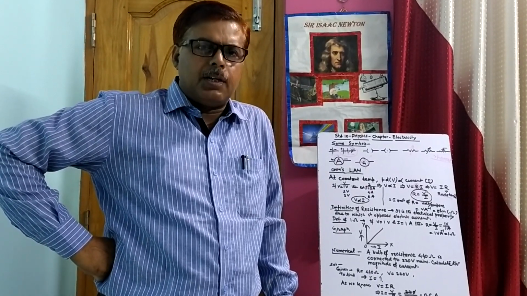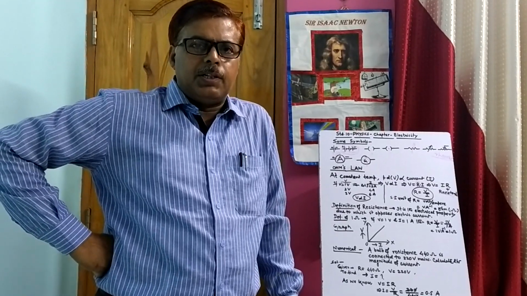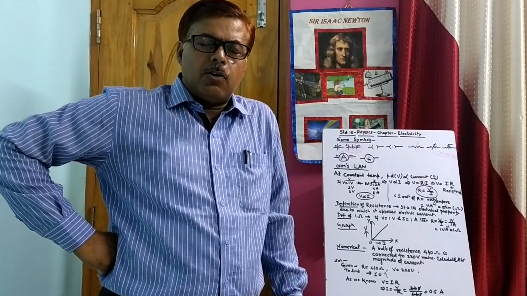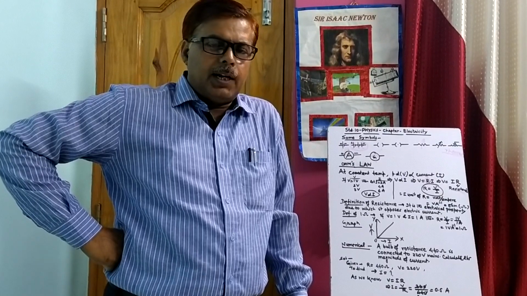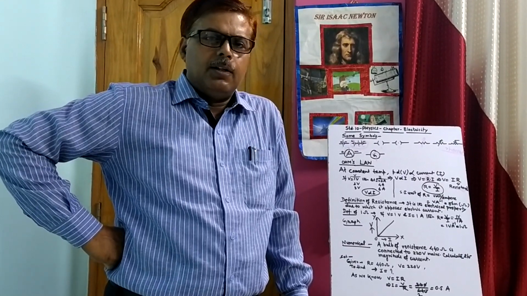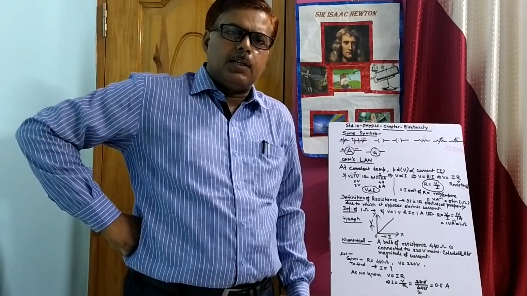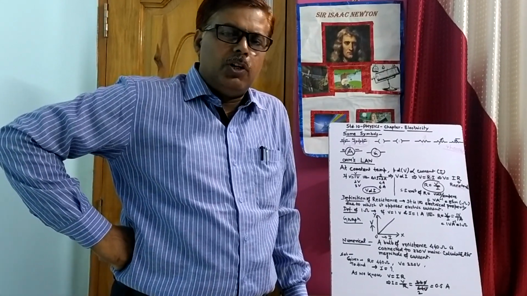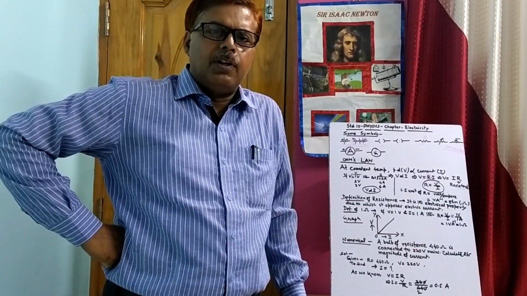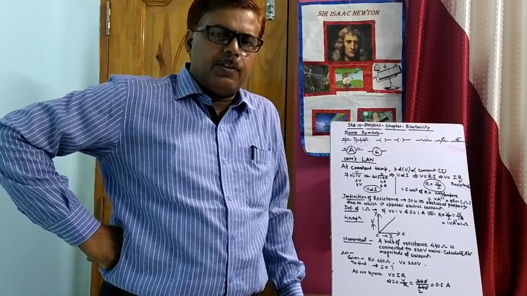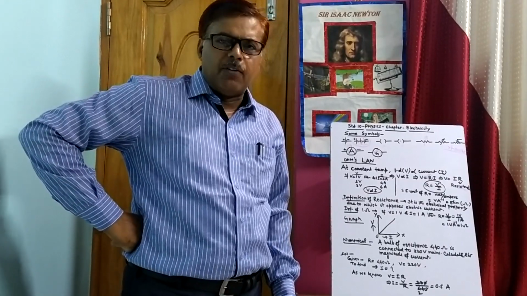I have already discussed Ohm's law in the previous video class: at constant temperature, the potential difference across the two ends of the conductor is directly proportional to the electric current flowing through the conductor. I also discussed how V is proportional to I, and about R, the proportionality constant, resistance. Here I am going to define resistance. Let us see what resistance is, how it comes, and what the formula of resistance is.